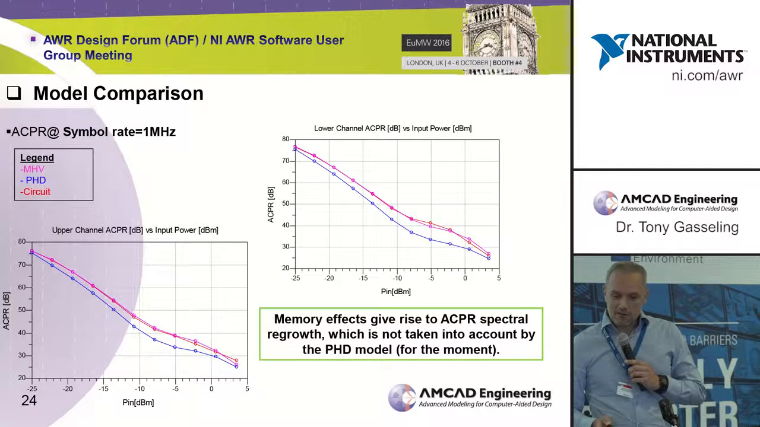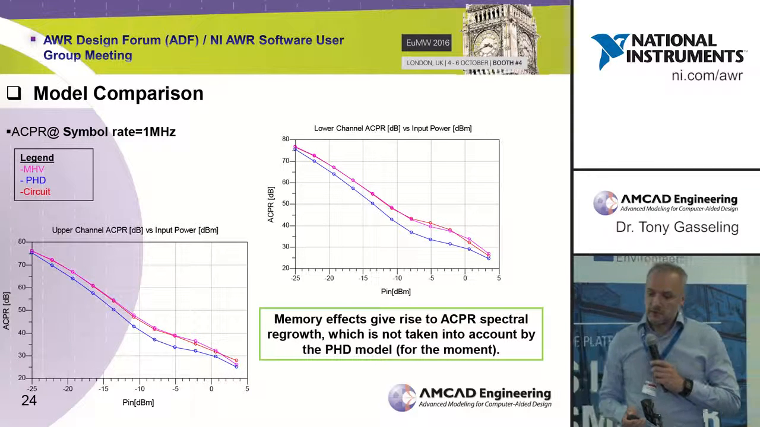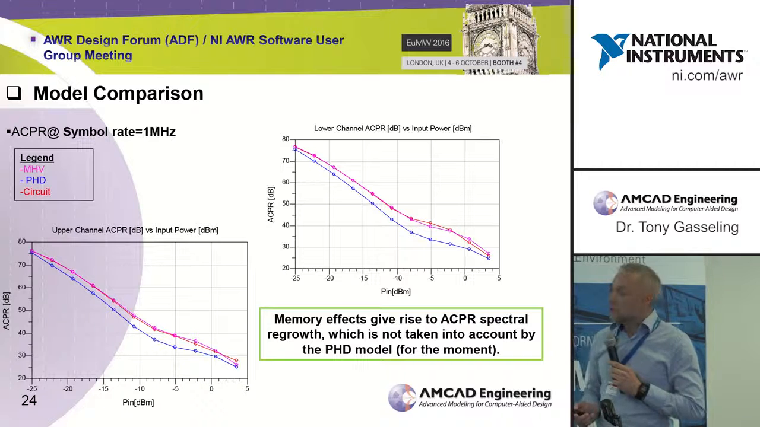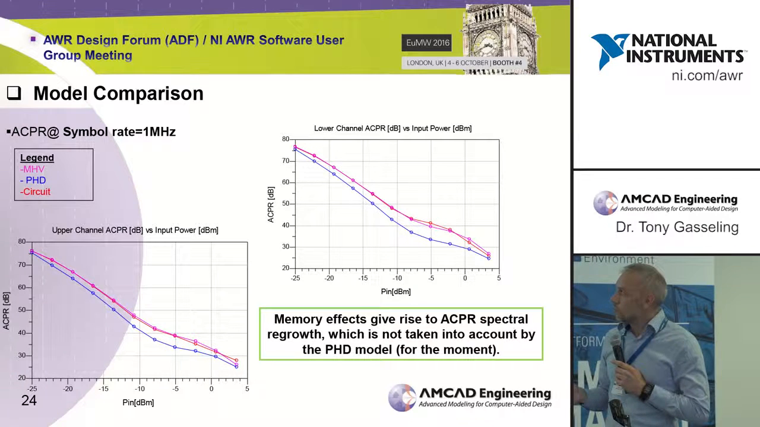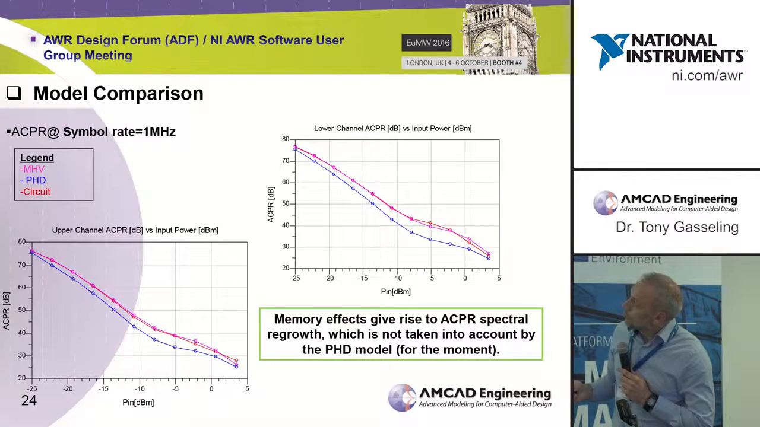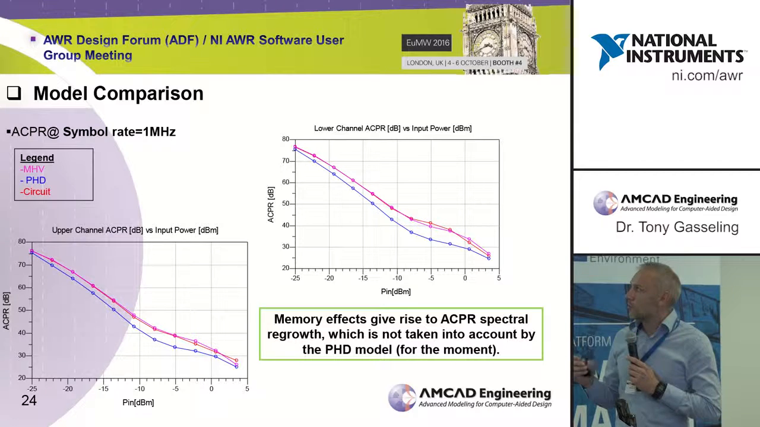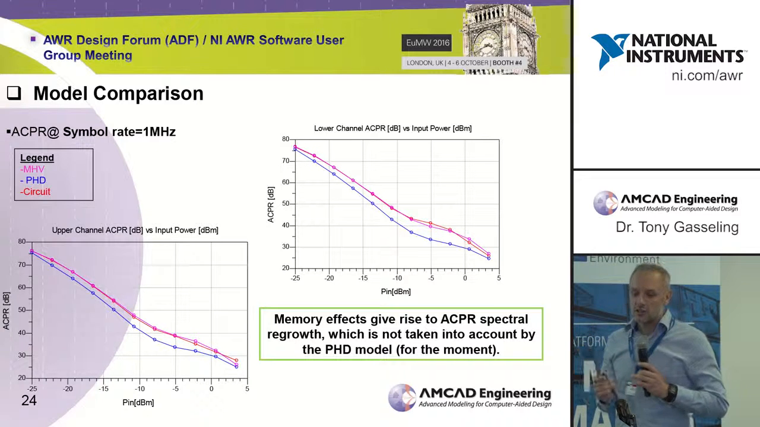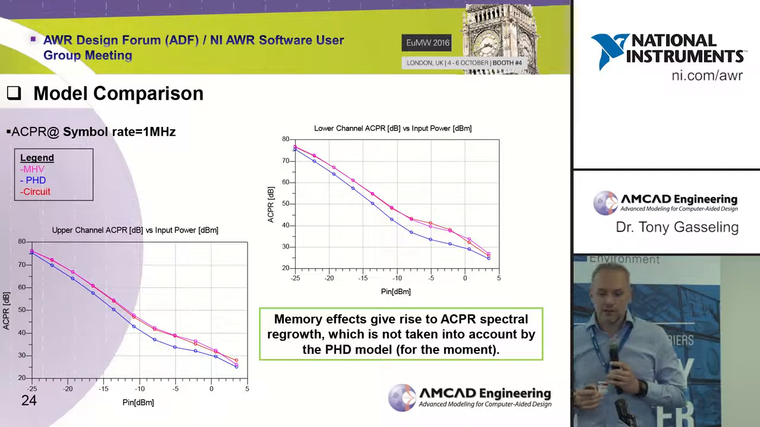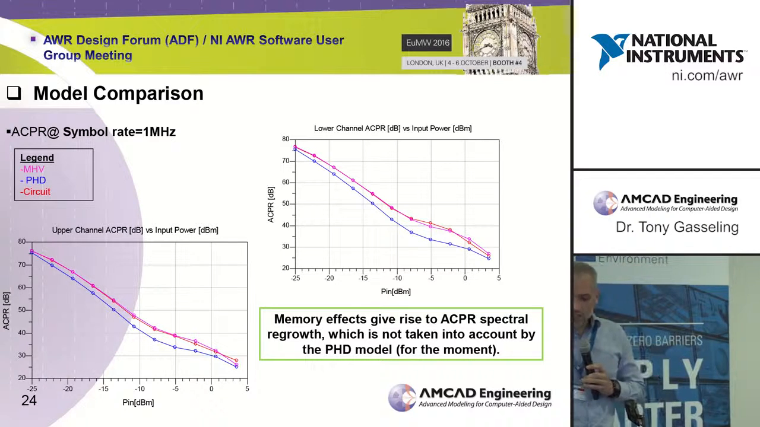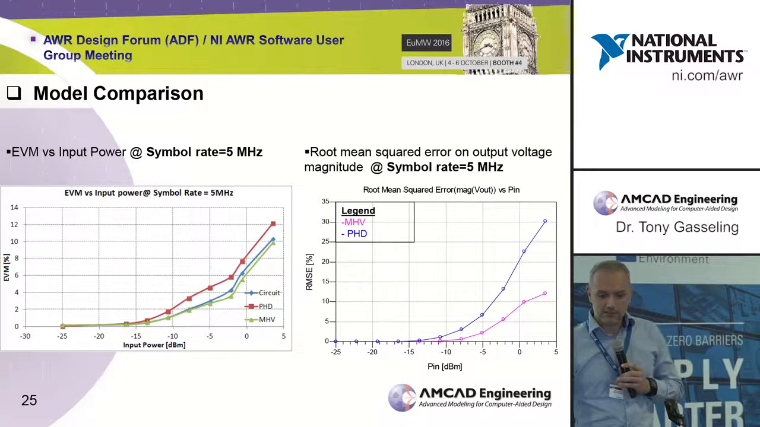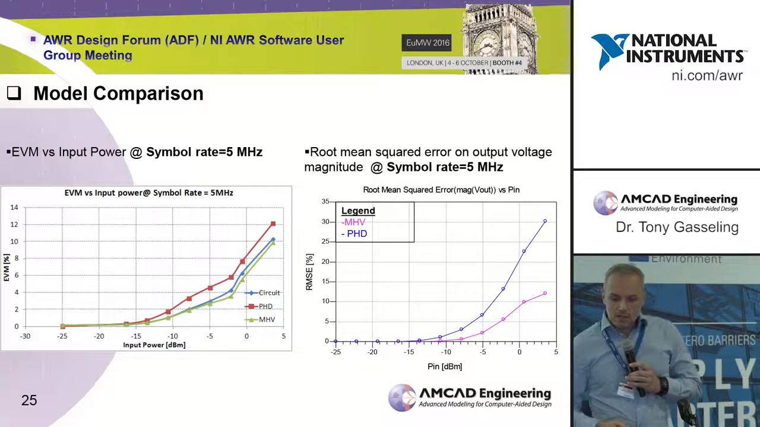And we can observe some ACPR spectral regrowth, which was not taken into account by the memory-less model either. It's not visible here, but we can also observe other phenomena, for example the dissymmetry between the left and right ACPR characteristics when we take this memory effect into account.